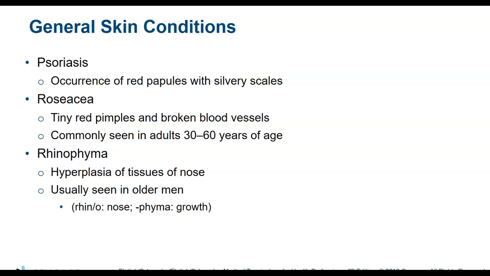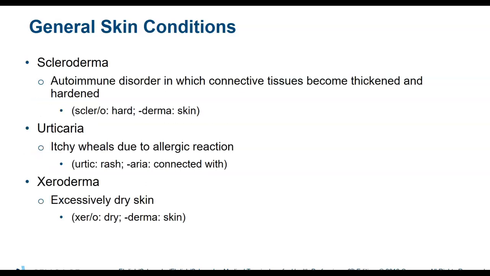We see this usually in older men, and this is not always, but can be one sign of alcoholism. Scleroderma is another autoimmune disease in which our connective tissue becomes thick and hardened. It is so difficult to watch somebody go through this.